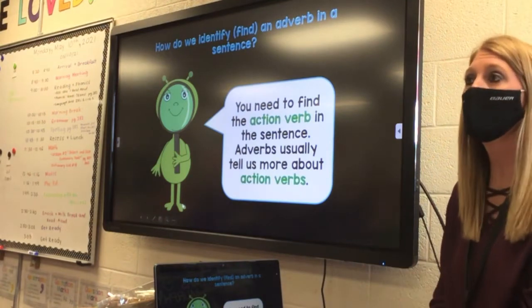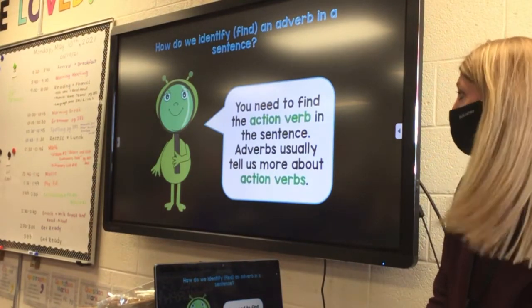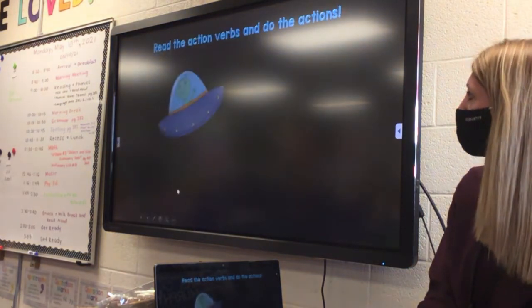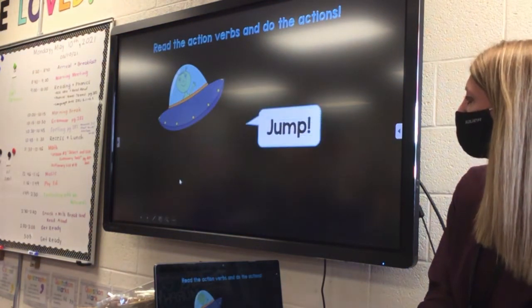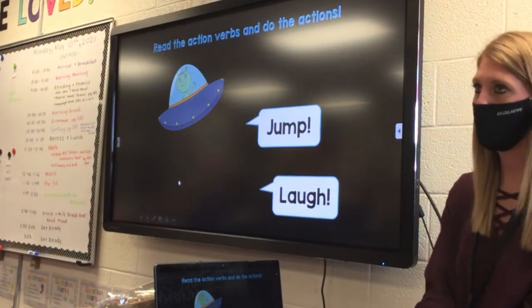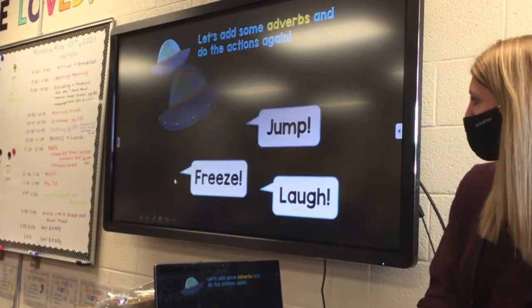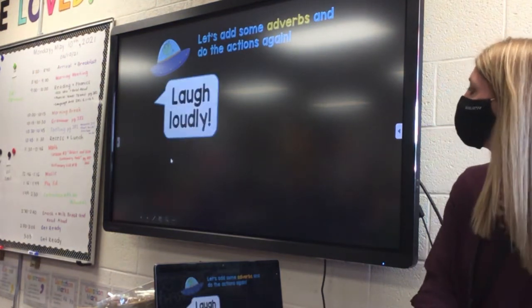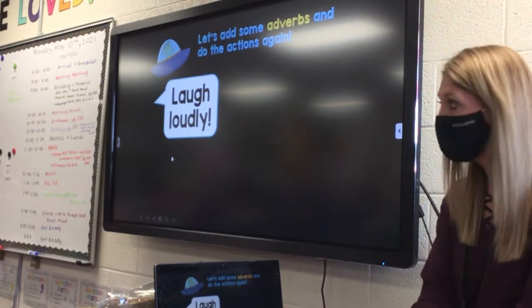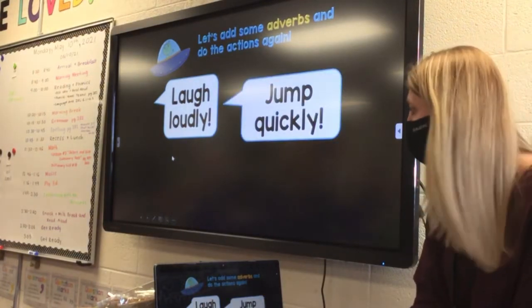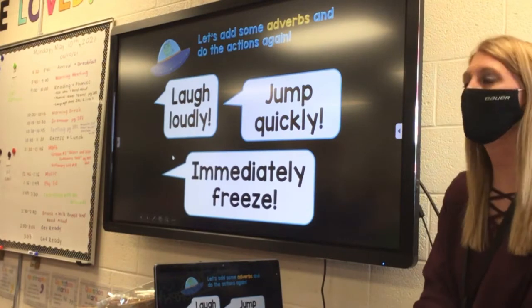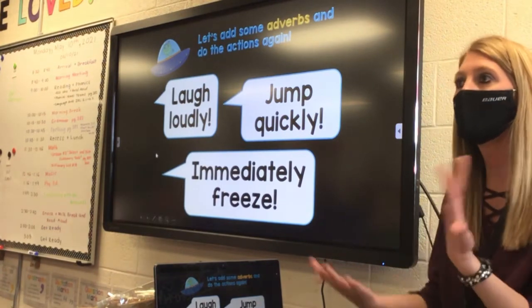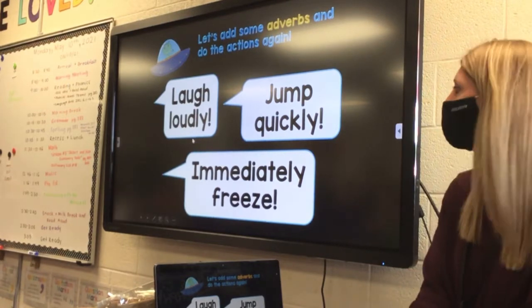All right, so what you need to do is find the action verb in the sentence. Adverbs tell us more about action verbs. Jump, laugh, freeze. Let's add some action verbs to that. Laugh loudly, jump quickly, immediately freeze. So when you add the adverbs to it, it adds more to that verb, gives it more detail.